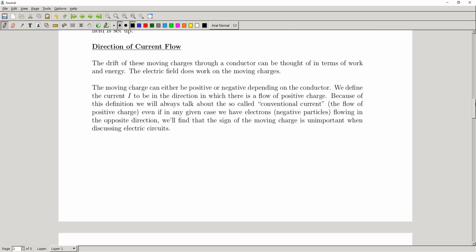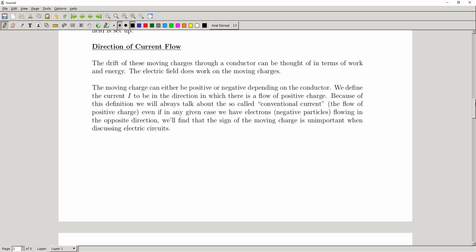And so let's talk about the direction of current flow here. The drift of these moving charges through the conductor can be thought of in terms of work and energy as well, right? So we can think of the electric field doing work on the moving charges. Okay, the charges can either be positive or negative, depending on the type of conductor we're using. When we're talking about wires and we have electrons moving down the wire, they're going to be negative charges moving down the wire. But we're not concerned about that so much.